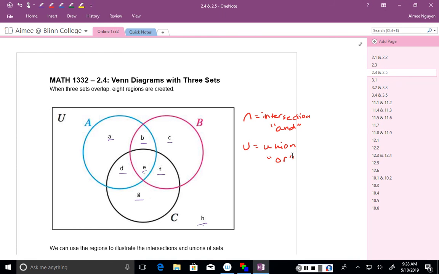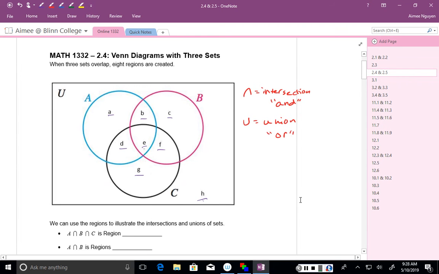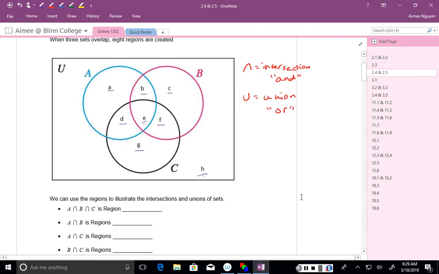So what we're going to do is translate some of these intersections and unions into words, and then from there we can look at what regions are included. So again, the regions are the lowercase letters, right? The sets are the capital letters, A, B, C, and then our universe, U. So for the first one, this is A intersecting B intersecting C.